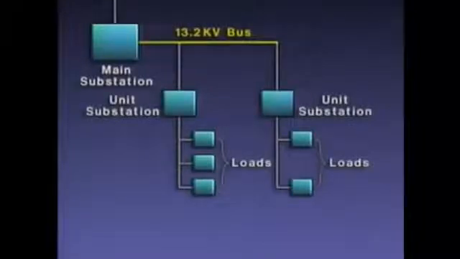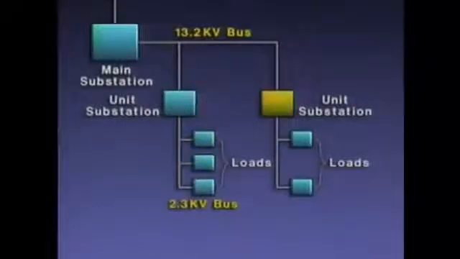The 13.2 kV bus feeds the two unit substations, which reduce the voltage to a level that's usable by the equipment being supplied. This unit substation reduces the 13.2 kV to 2.3 kV. This part of the circuit is a 2.3 kV bus, since it supplies 2,300 volts to these loads.